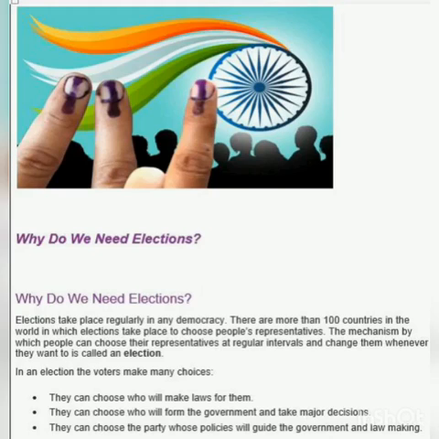Number 1, they can choose who will make laws for them. They can choose who will form the government and take major decisions. And the last, they can choose the party whose policies will guide the government and lawmaking.